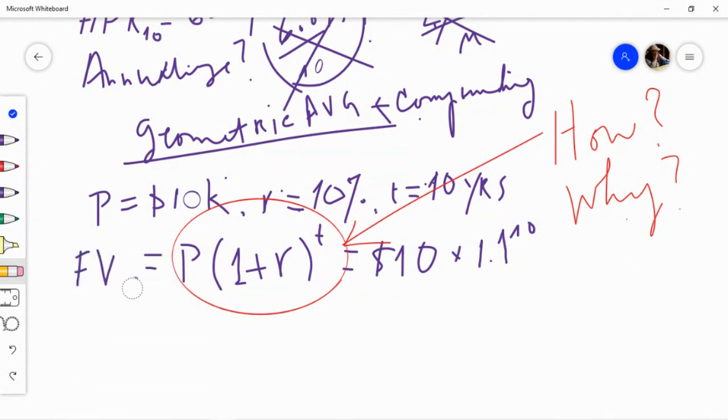there should be t. Where t is 10, right? We plugged in 10 there. And r is 10%, so we plug in 10%. Right? So let's start with future value 1 first.